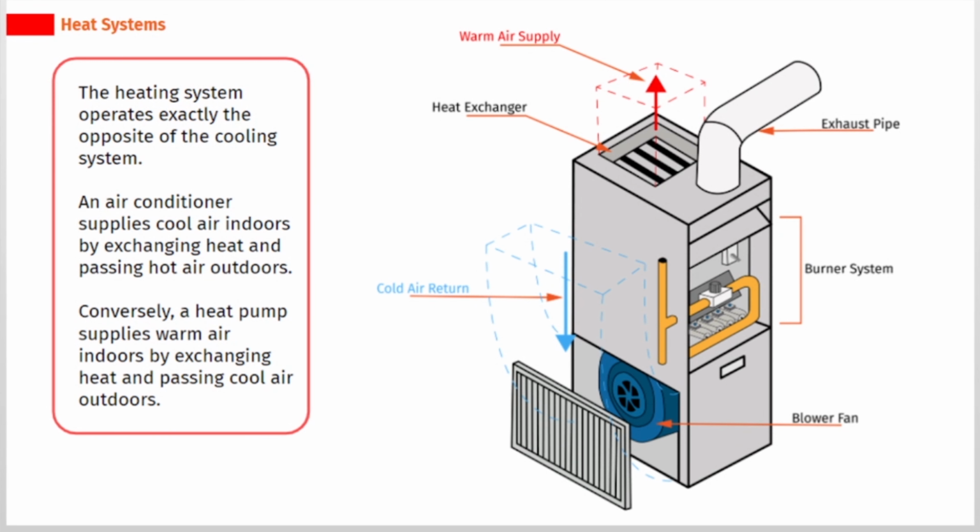The heating system operates exactly the opposite of the cooling system. An air conditioner supplies cool air indoors by exchanging heat and passing hot air outdoors. Conversely, a heat pump supplies warm air indoors by exchanging heat and passing cool air outdoors.